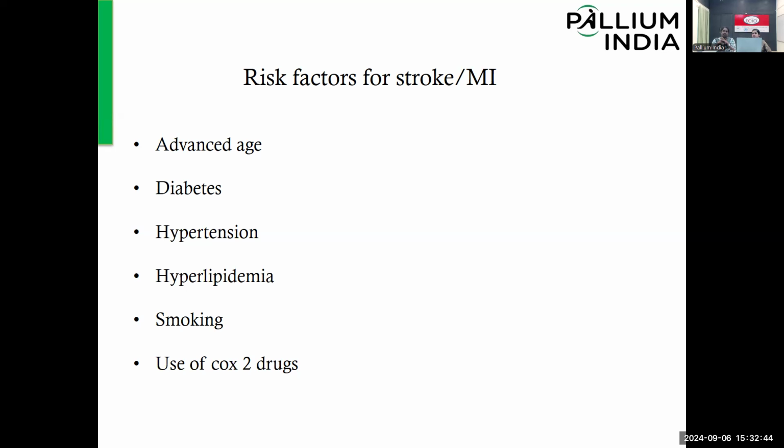Myocardial infarction. So, if the patient has advanced age, diabetes, hypertension, hyperlipidemia, smoking history, and the use of any COX-2 drugs, in these patients the risk of stroke or myocardial infarction is very high. So, we have to be very cautious using NSAIDs in these patients. We can use them for a short duration, not for prolonged use.